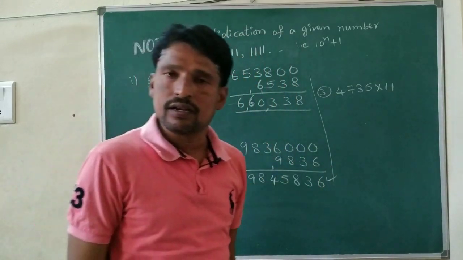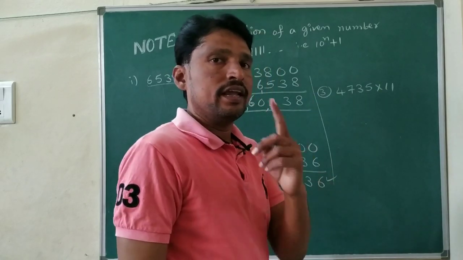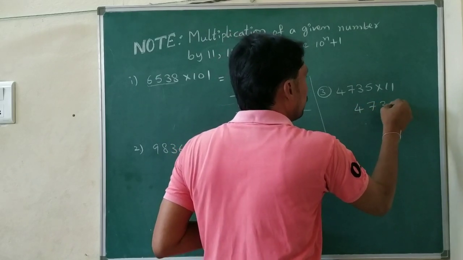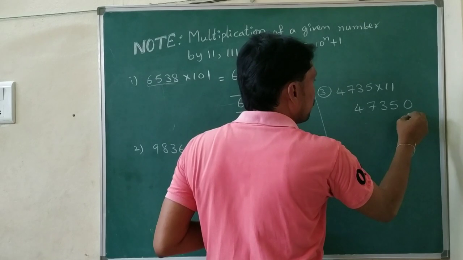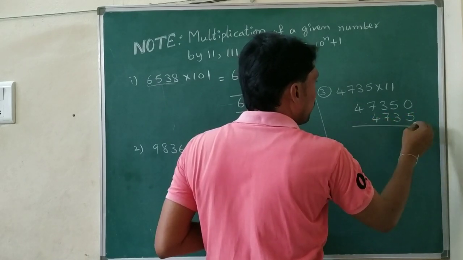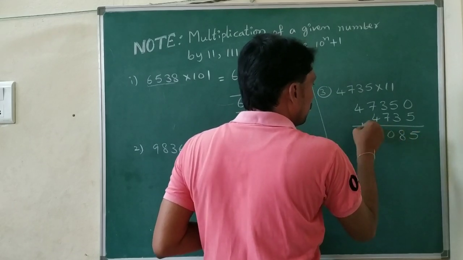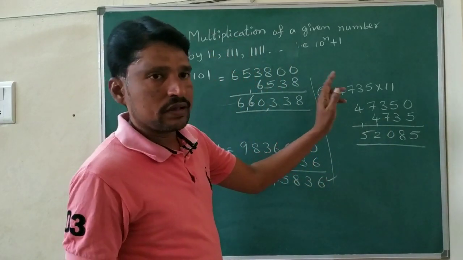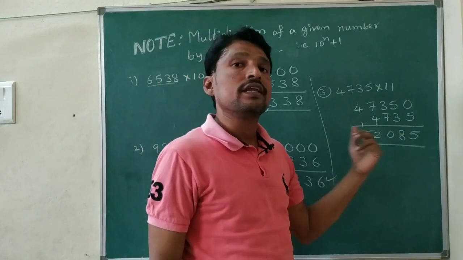Next, the last one: 4,735 into 11. 11 means 10 plus 1, we need to take. 10 means only one 0. So 47350. And what is the number? That number from the back side you write: 5374. Now you can add 5, this is 8. So 4,735 into 11, we got here 52,085.